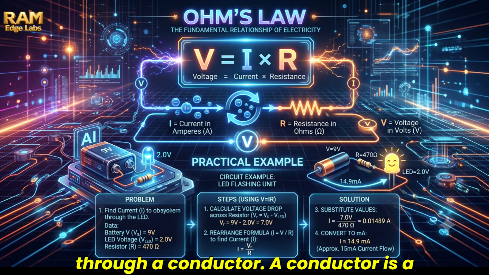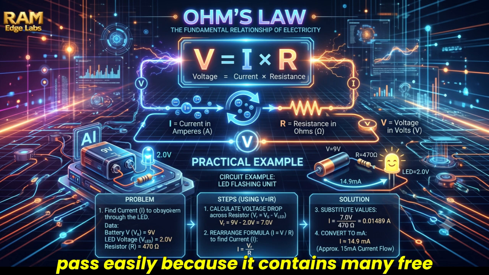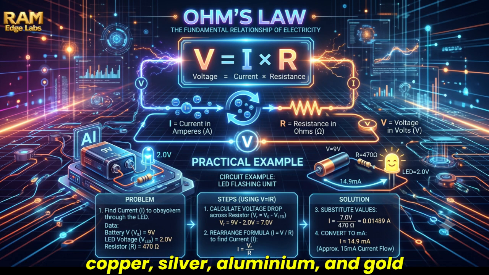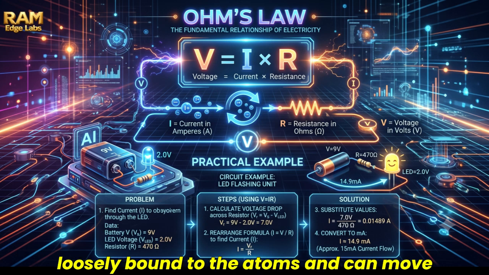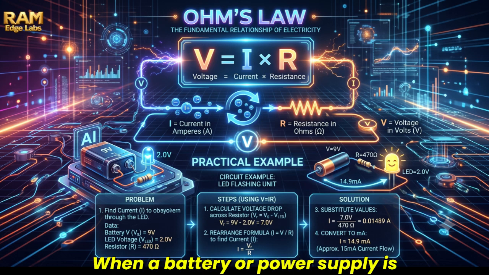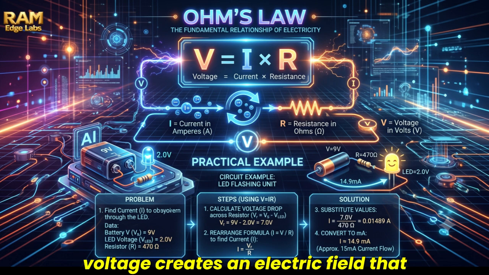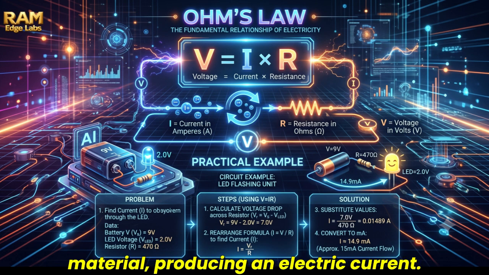A conductor is a material that allows electric current to pass easily because it contains many free electrons. Metals such as copper, silver, aluminum, and gold are good conductors because their outermost (valence) electrons are loosely bound to the atoms and can move freely when a voltage is applied. When a battery or power supply is connected to a conductor, the applied voltage creates an electric field that pushes these free electrons through the material, producing an electric current.